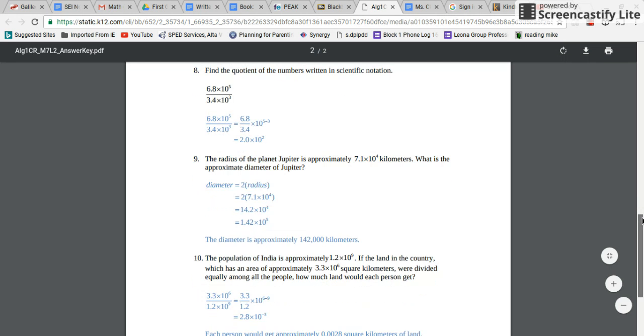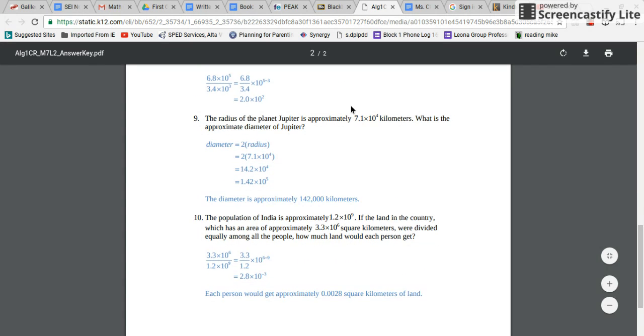Number 9, the radius of the planet Jupiter is approximately this big number. What's the diameter of Jupiter? Okay, so in order to do this, you had to know this formula. Make sure you write down the formula. Diameter equals 2 times the radius. So we're multiplying 2 times this number because this was the radius. So what you do for that is you just multiply the 2 times the 7.1 and you get 14.2, and that's it. You're just multiplying these two numbers. The 10 to the 4 stays the same.